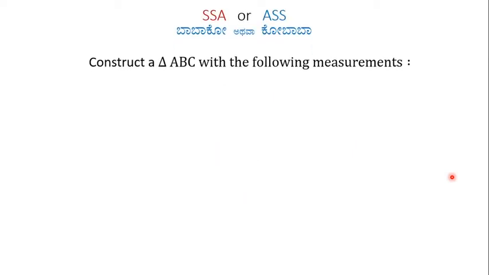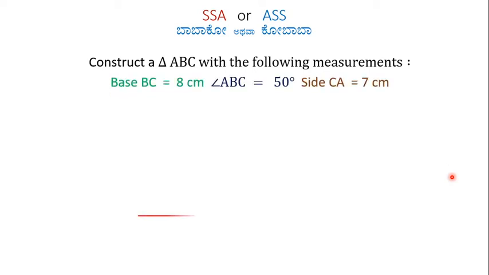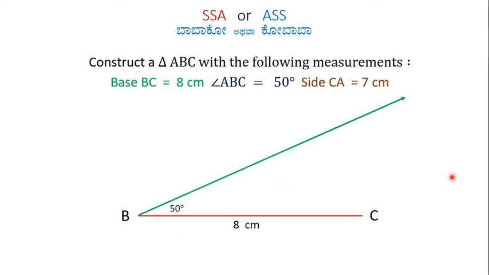Okay. So construct triangle ABC with the following measurements. The base is given as 8 centimeter. Angle B is given as 50 degrees. CA is given as 7 centimeter. So with C as center, with 7 centimeters as radius, we have to cut an arc like this. No doubt it will cut this ray at two distinct points. So let us label them as A only. So join C and A. Write this as 7 centimeter. So this CA is also 7 centimeter.